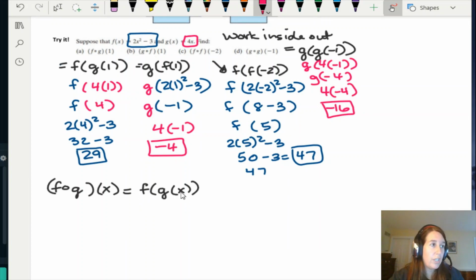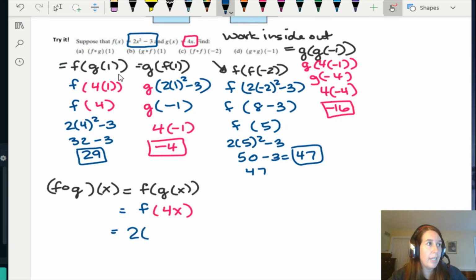So the f of g of x, that means the g of x is what we plug in, and that is 4x, and we have the f out here. So now it looks like we're doing the f of 4x. That means plug the 4x in for x in the f function. So that is 2 times, and then see, it's x squared. So this is 4x. Oh, this is where the pink should have been. Let me put that back in, 4x. But I'm putting it into the f function, so then I'm squaring it, minus 3.